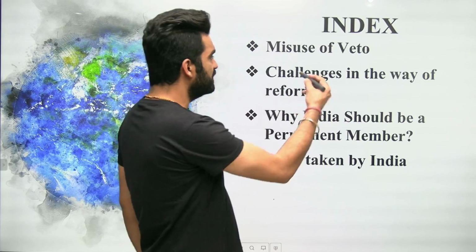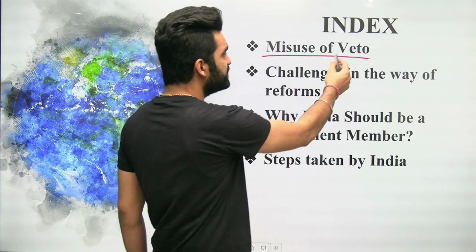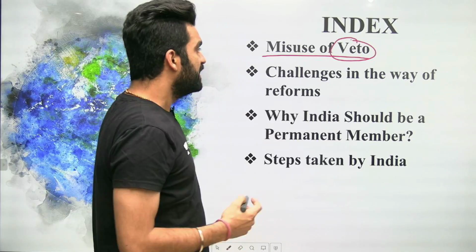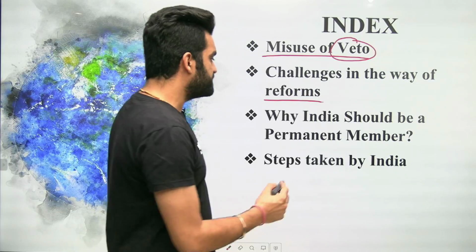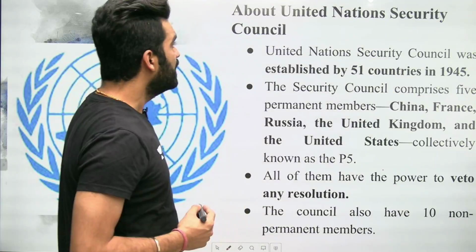Then another agenda item for this class: misuse of the veto power. What is veto power? I'll explain it to you in brief in this session. Challenges in the way of reforms. Why India should be a permanent member. Steps taken by India towards reforming this organization. First, about the United Nations Security Council.